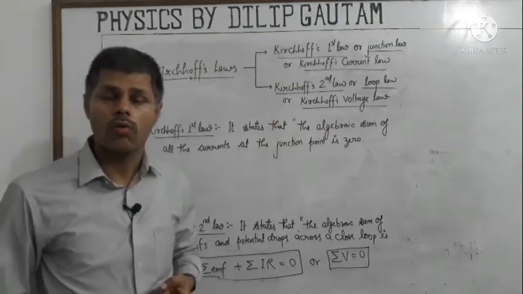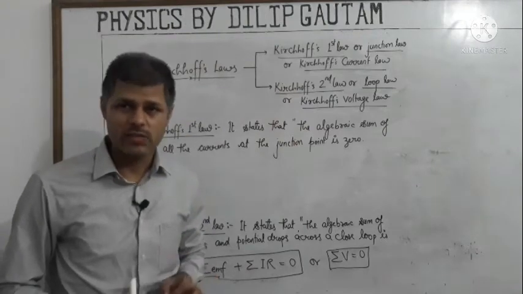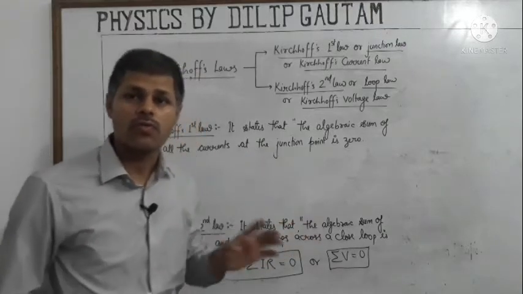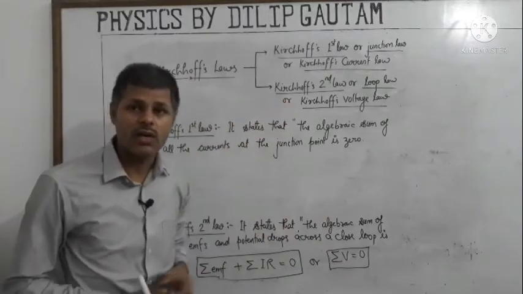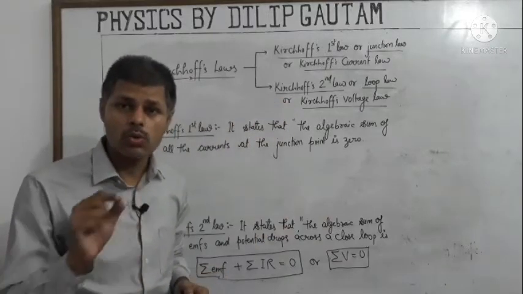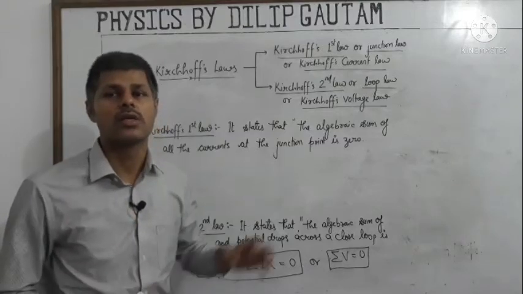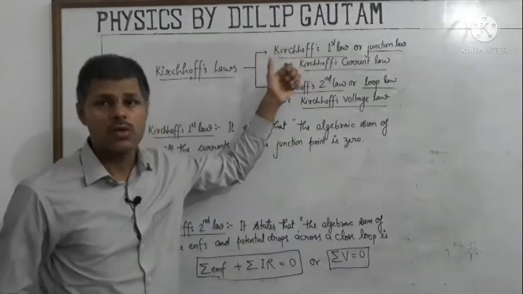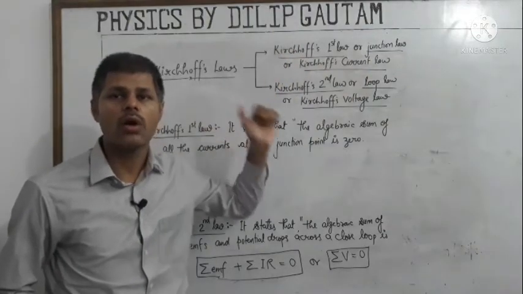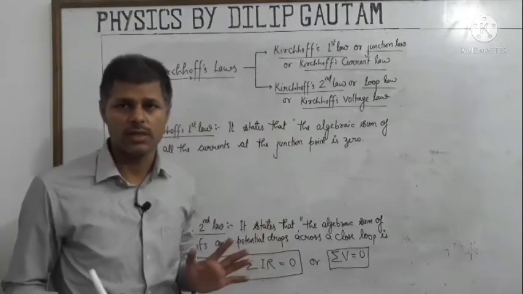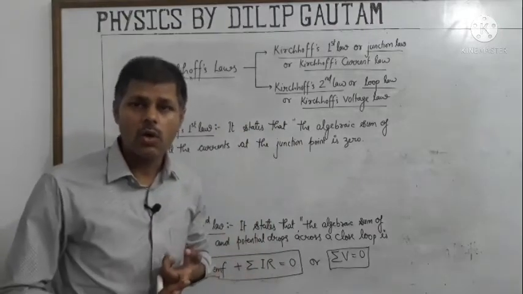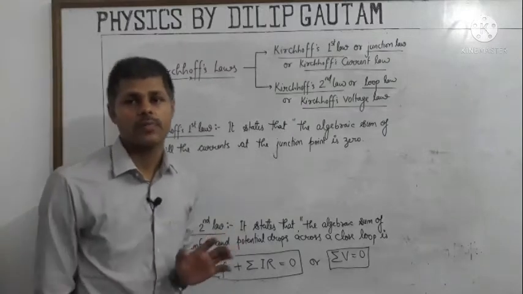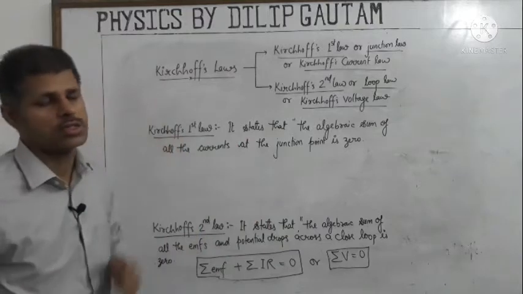Kirchhoff's first law is always applied on a junction. That's why it is also called the junction law. And Kirchhoff's voltage law, or Kirchhoff's second law, is always applied across a closed loop. That's why it is also called the loop law. In other words, Kirchhoff's first law, Kirchhoff's junction law, or Kirchhoff's current law, these are the same thing. Similarly, Kirchhoff's second law, the Kirchhoff's voltage law or the Kirchhoff's loop law, these are the same thing. So first we are going to study Kirchhoff's first law.